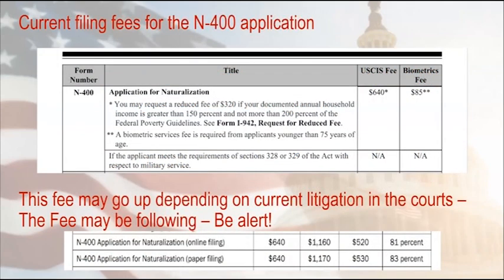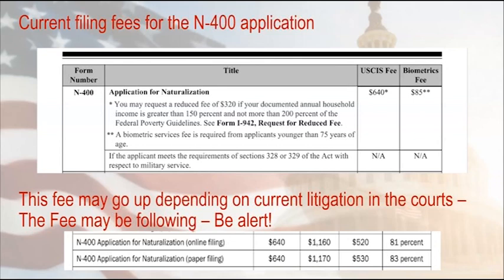Now let's look at the current filing fees for the N-400 application, or the application to become a United States citizen. First of all, you need to have the fee that is required by USCIS, which is $640. On top of that, you have to add an $85 fee for your fingerprints, biometrics. Please remember, this fee may go up depending on current litigation in the courts. The fee may be the following.